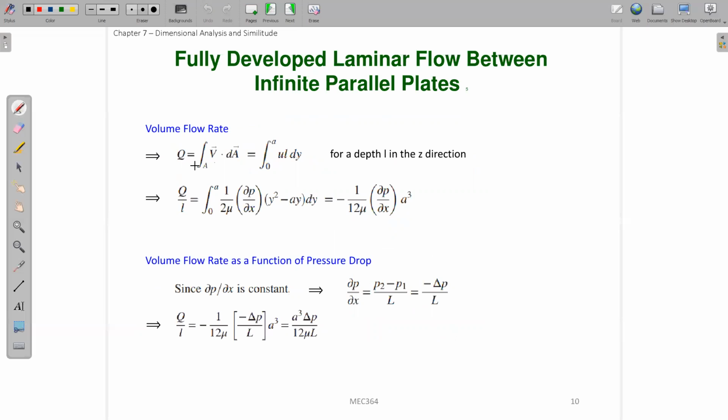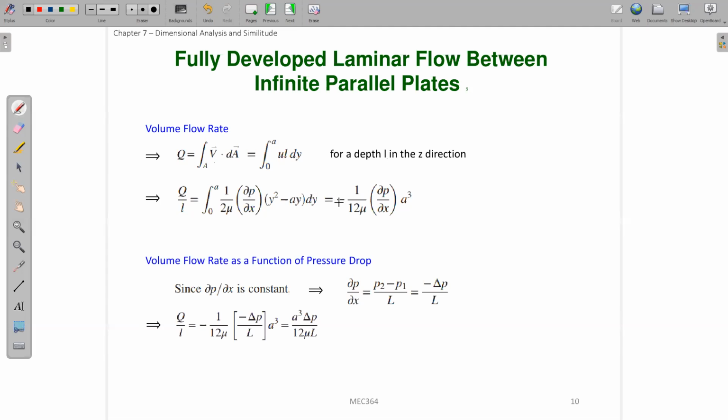Okay, and the result will show you that this Q over l, because this l is constant, you can divide it on both sides, will be just equal to minus 1 over 12 mu, partial p partial x, times a cubed. So this is telling us that the volume flow rate per unit depth in the z direction equals this value. And you have this negative sign here.